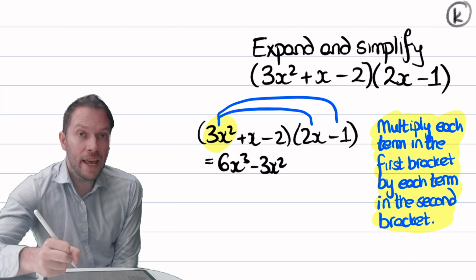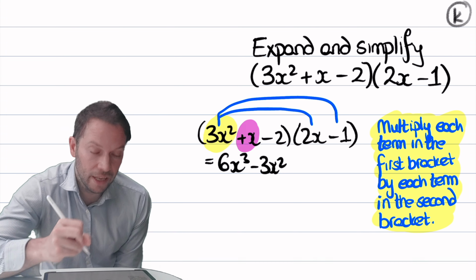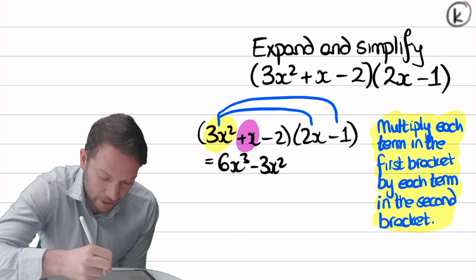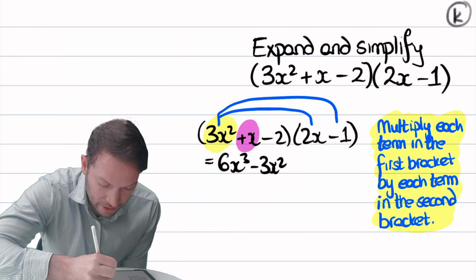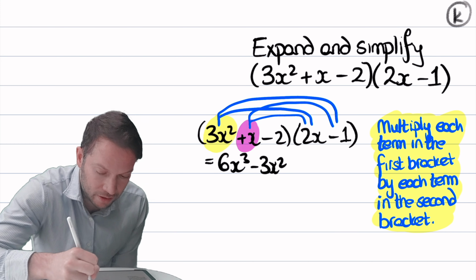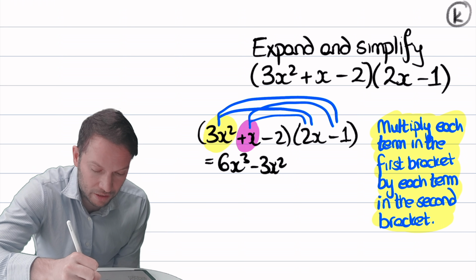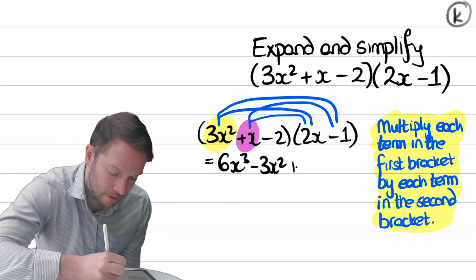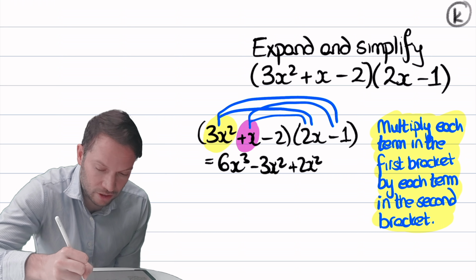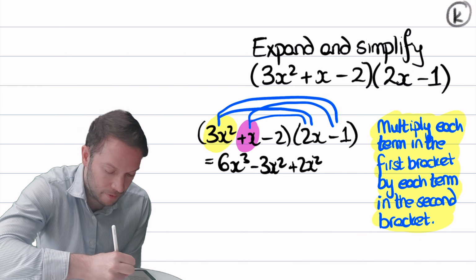Now I move on to the second thing in the first bracket, multiplied by each thing in the second. So I'm going to do the plus x times the 2x and the plus x times the -1. So firstly, the plus x times the 2x is plus 2x squared. And then I do the plus x times the -1, which is minus x.